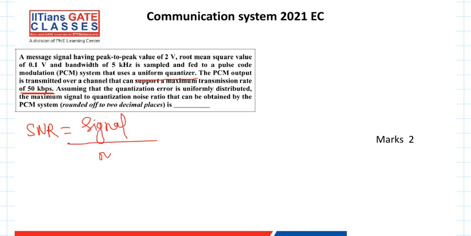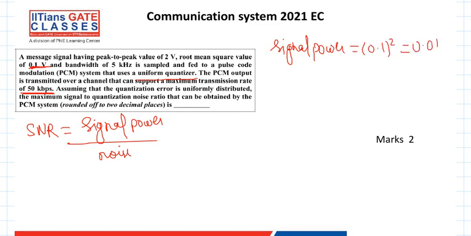Now signal power is very easy to find out because the RMS value is already given. So the signal power is RMS value square, which is 0.1 square, which is 0.01. Now to calculate noise power, noise power is given as del square by 12, where del is the step size of the quantizer, and that we need to find out.